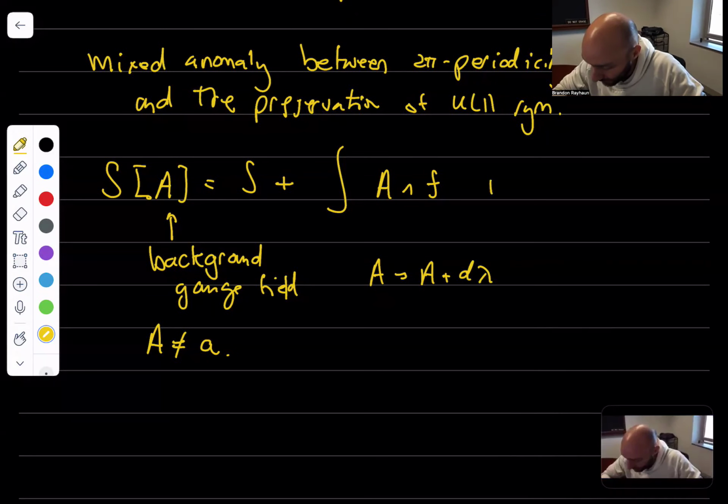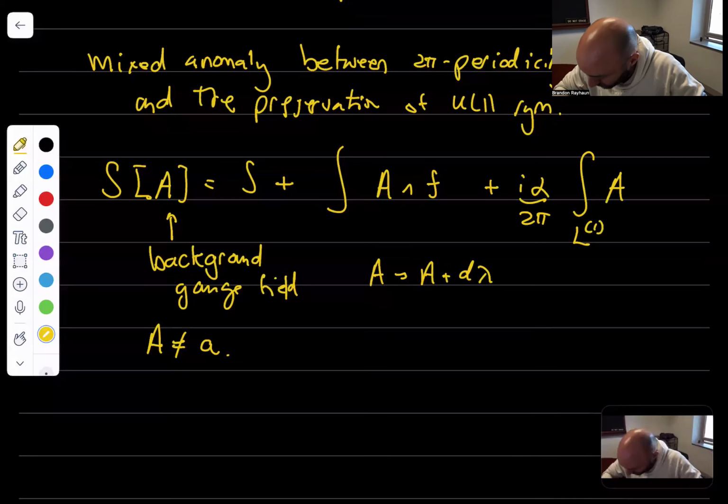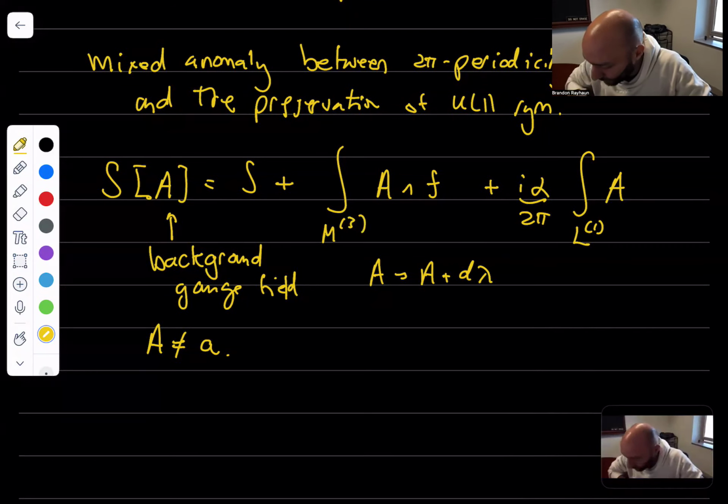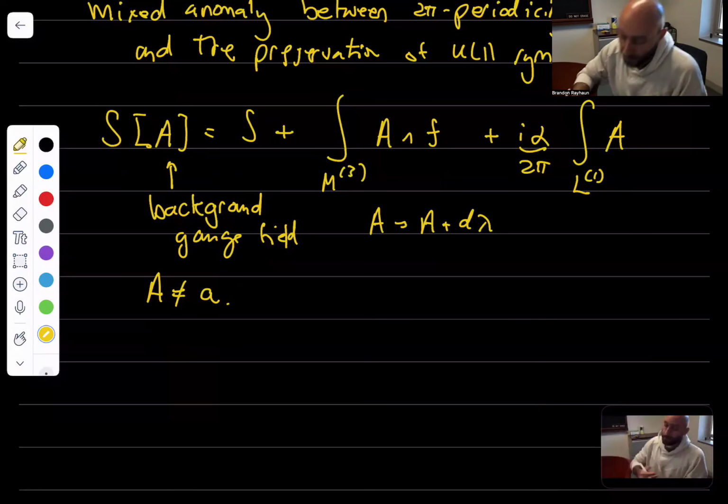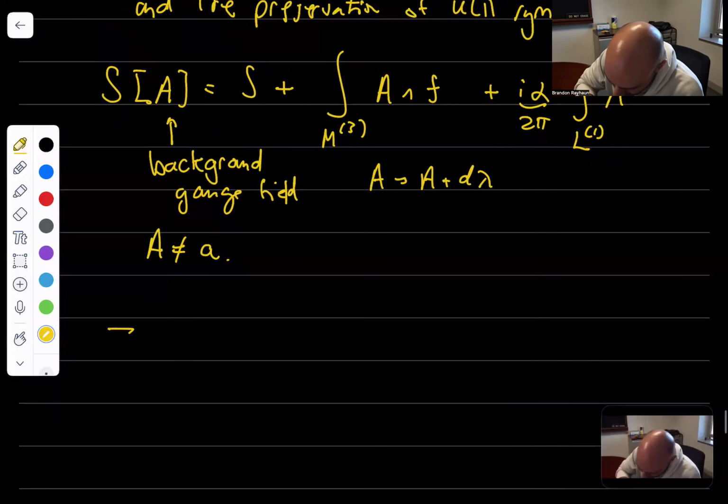And you need to add a term to restore gauge invariance under background gauge transformations. And that term that you add is simply the integral of A along the locus of this line, L1. So this is in the entire bulk manifold, and this integral is along just the line.